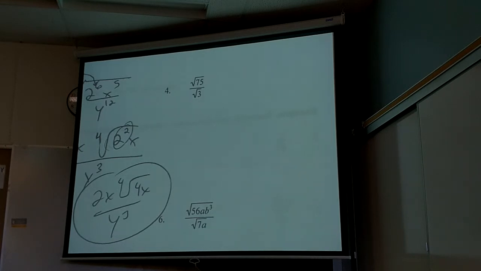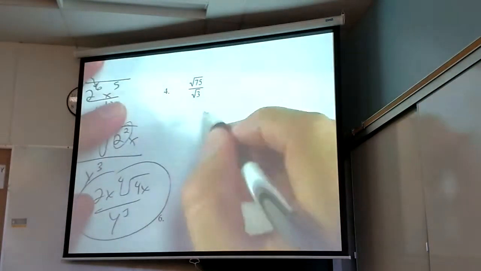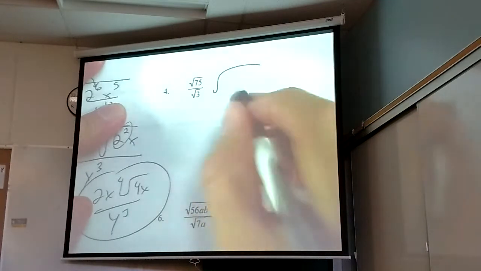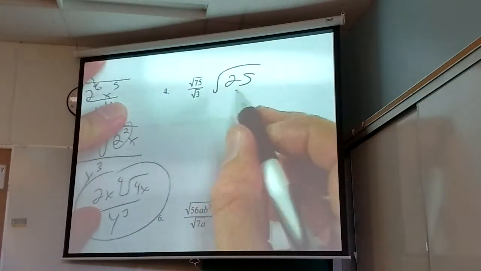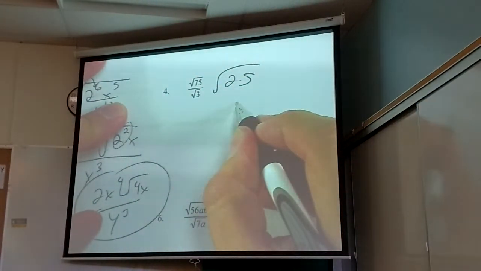So what can I do? 75 divided by 3 inside of a square root. They both have the same root. I'm allowed to divide the insides. Square root of, what's 75 divided by 3? You've got 75 cents, and you've got 3 friends. You each get a quarter. Square root of 25. 5. Bam.